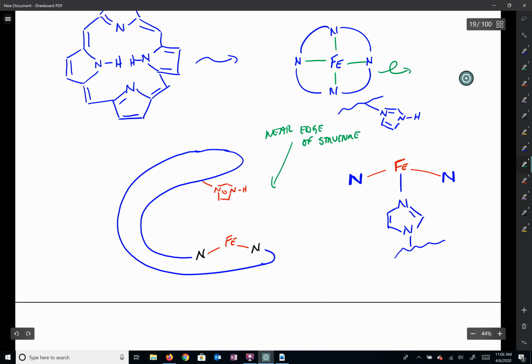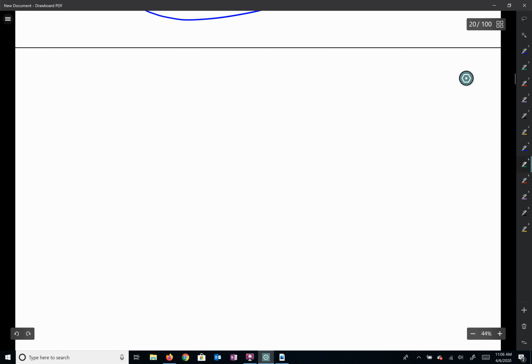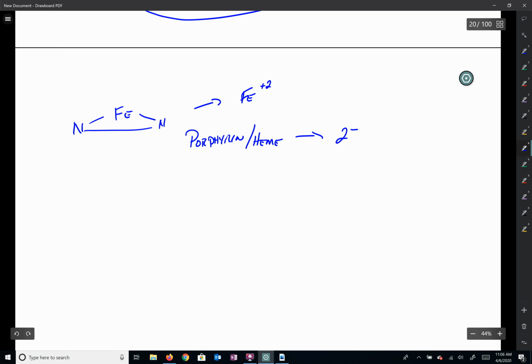Okay, let's move on to some other important bits of information for us. If we're taking our generic depiction of the iron sitting in our protein, iron is existing in the +2 oxidation state. That's important to recognize, but not that unexpected. Porphyrin, your heme unit, is a 2- ligand.